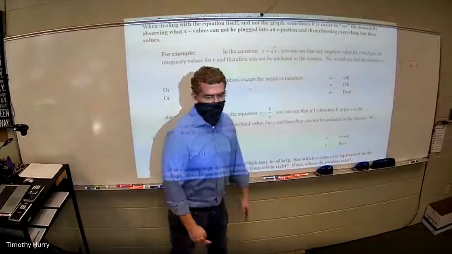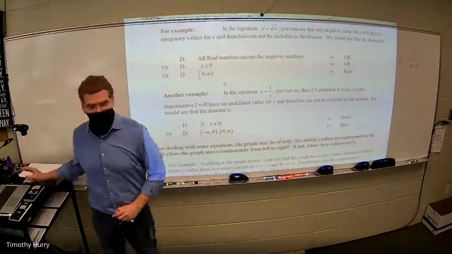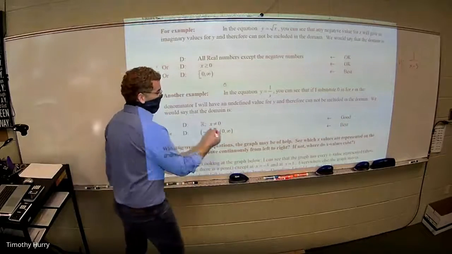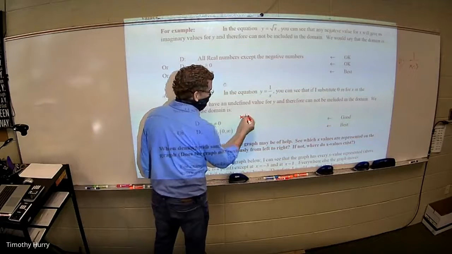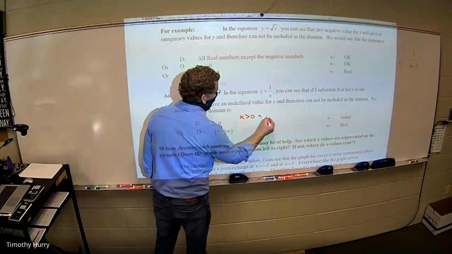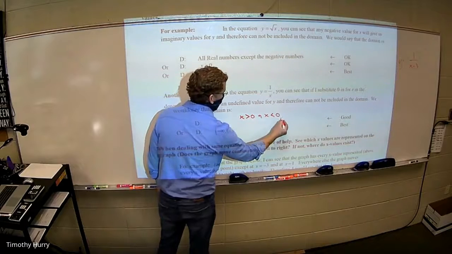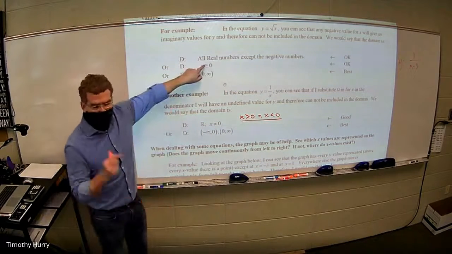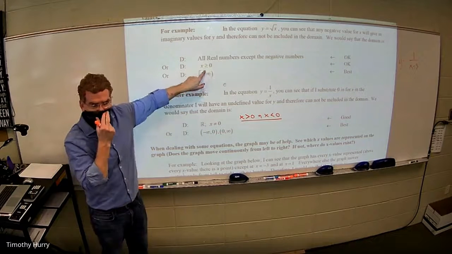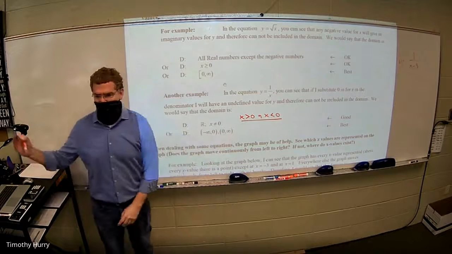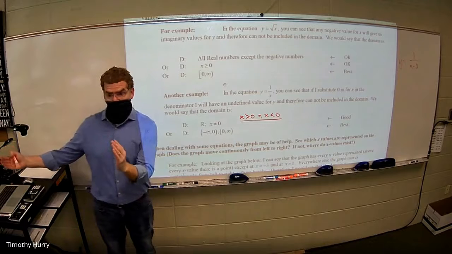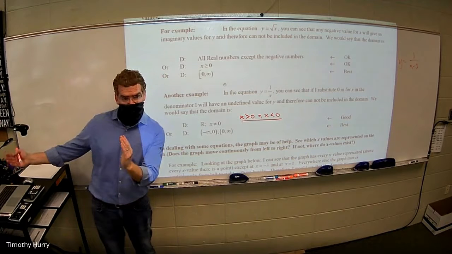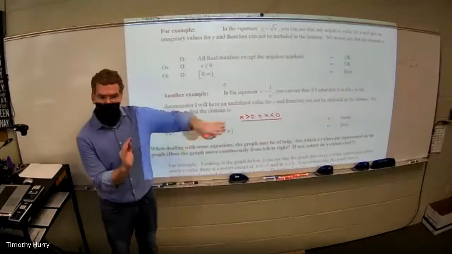The best way to do it is to say either all the numbers x bigger than 0, or all the numbers x smaller than 0. That's a way to go, using inequality notation. But again, to me, from negative infinity to 0, not counting the 0, and then from 0 to infinity, not counting the 0.